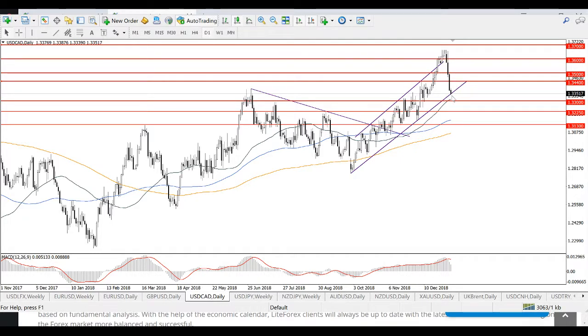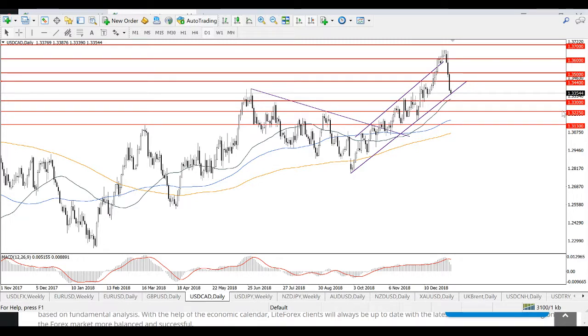We are now testing resistance, or not resistance, of course, the support line in the area of 1.3350. The next level to watch is at 1.33 and then 1.3225 and 1.3160. So the movement to the downside will likely continue. It will likely be substantial if we break below 1.33.